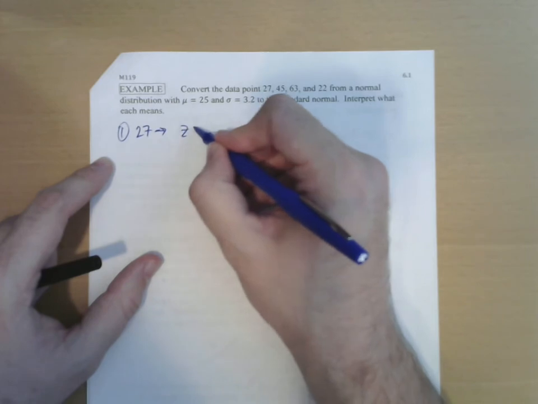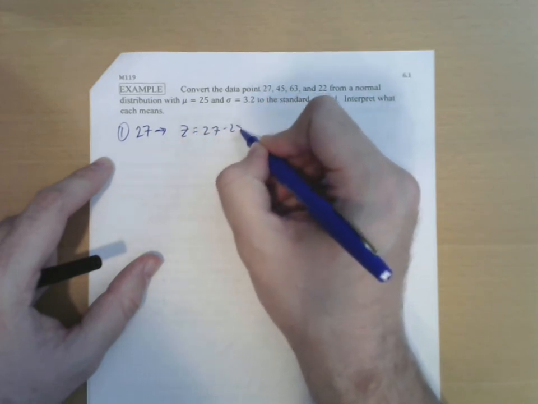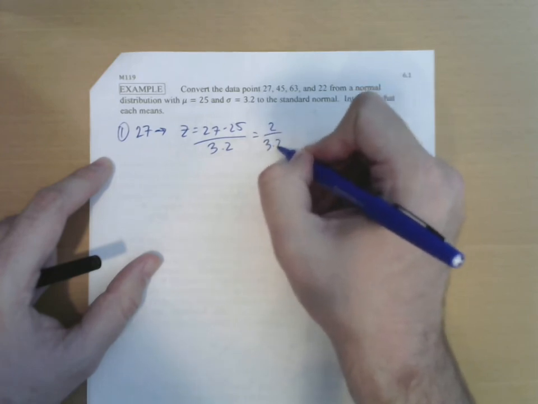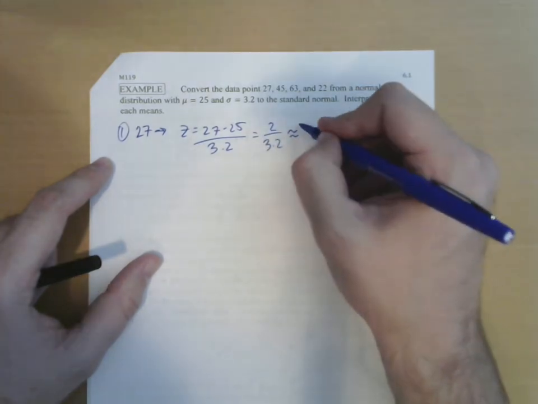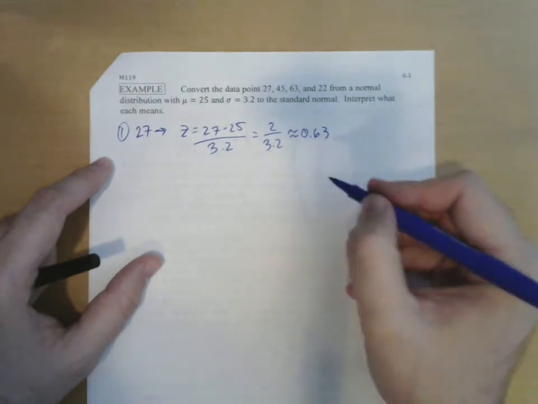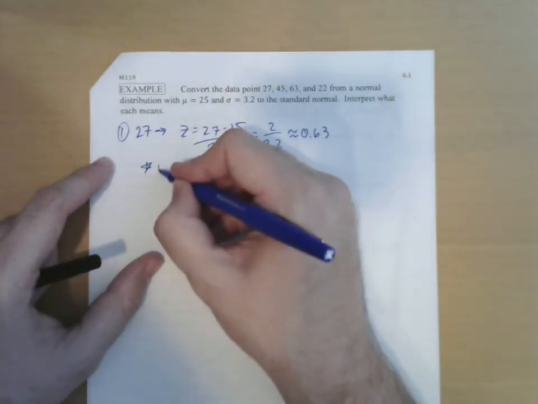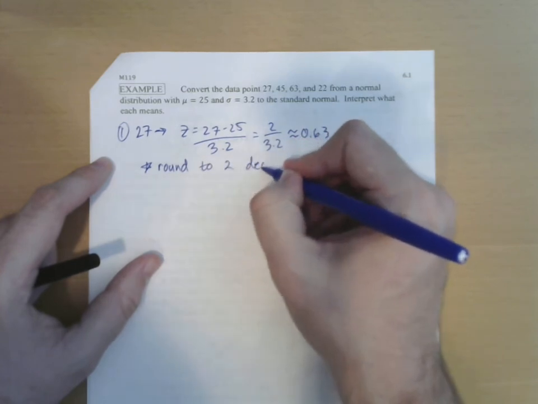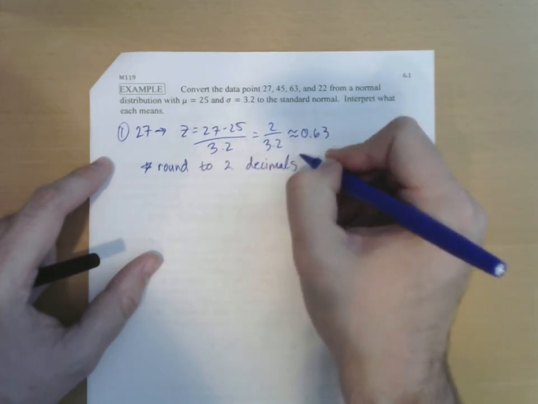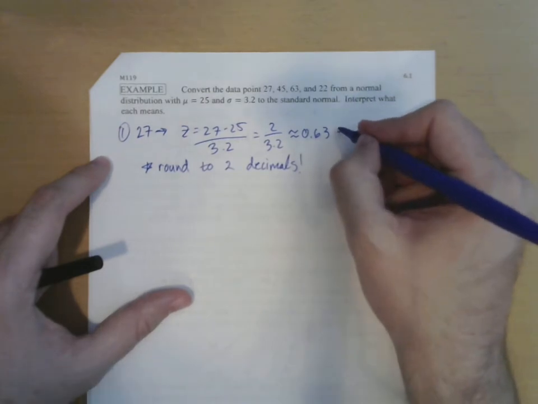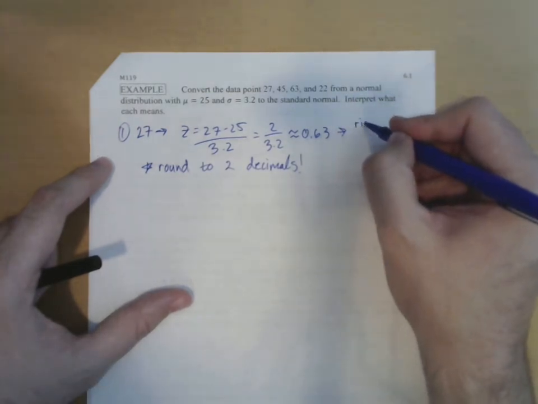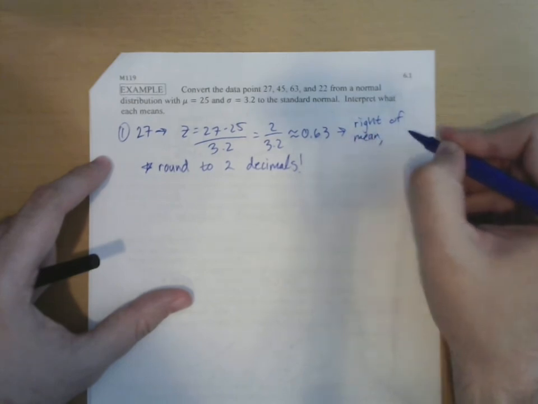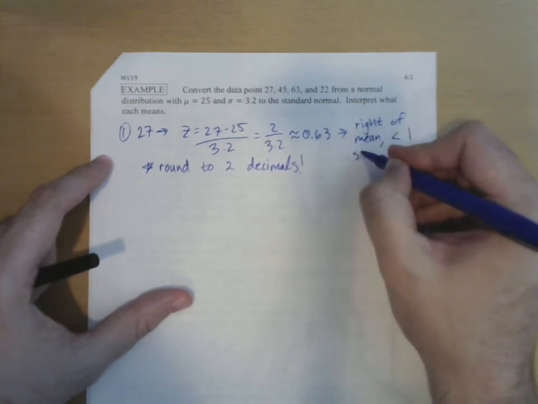So our z-score then, 27 minus 25 over 3.2. So it's 2 over 3.2, and this is approximately 0.63. Now, one thing you always want to do with your z-scores is round to 2 decimals. And so 0.63 means that we're to the right of the mean, and we are less than 1 standard deviation away.